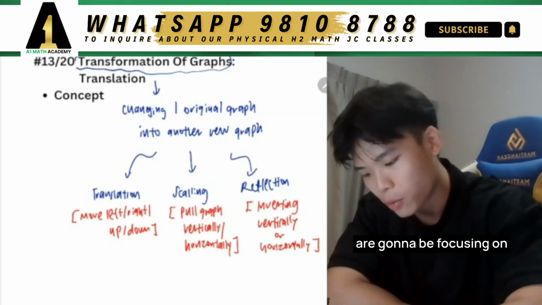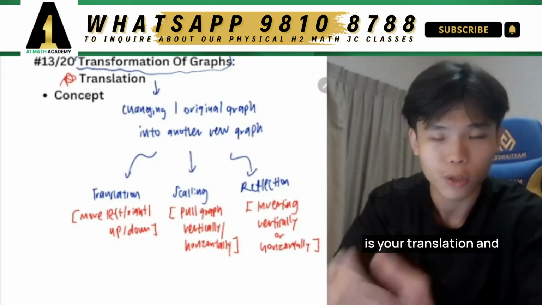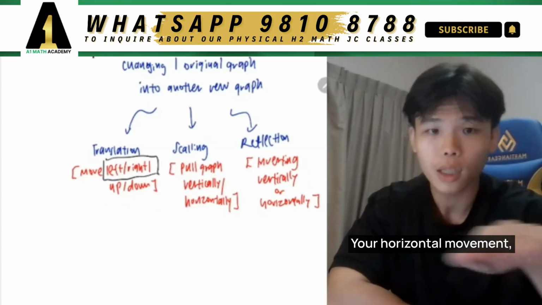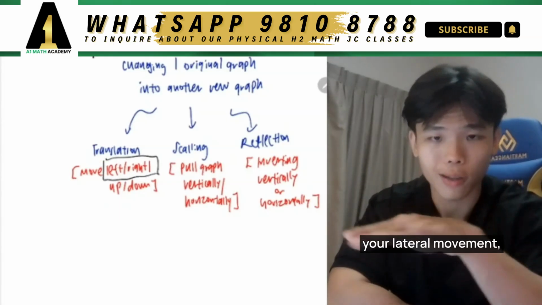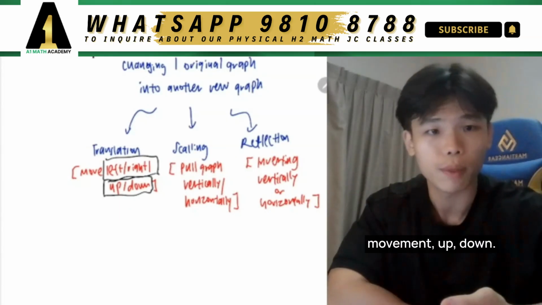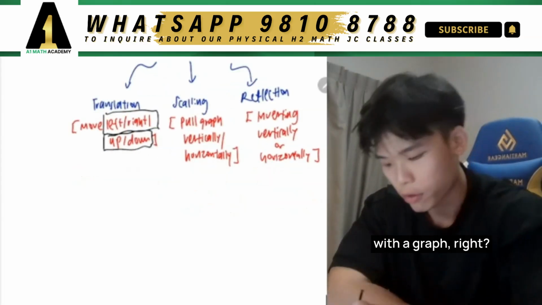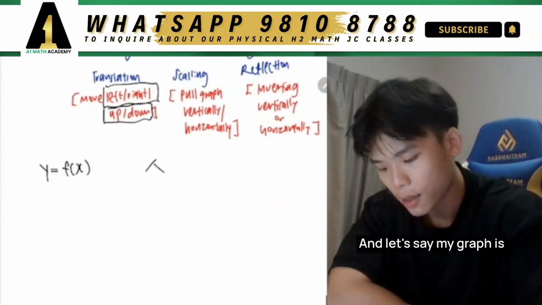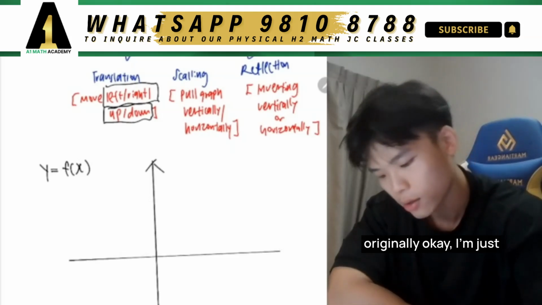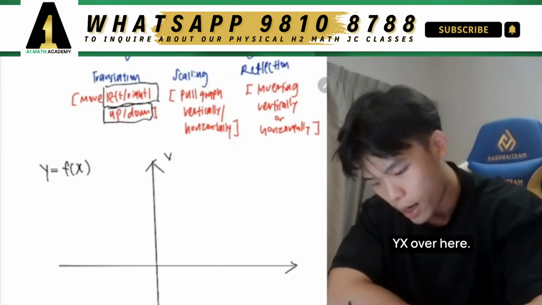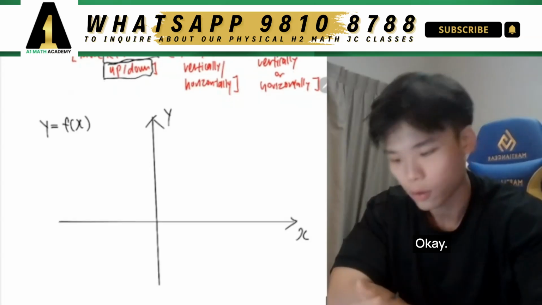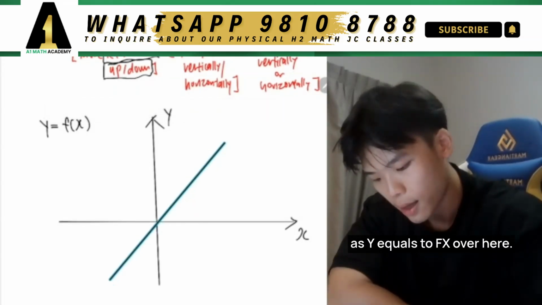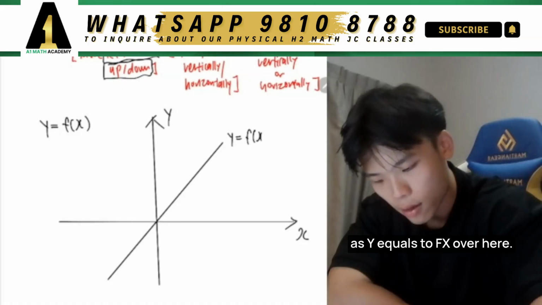The first part we're going to be focusing on is translation. And as you can see, there are two kinds: your horizontal movement, your lateral movement, and your vertical movement, up and down. Let's say I start off with a graph, y equals f(x). I'm going to put a dot here for the origin, with y and x axes, and a graph that goes like that. Let's put this as y equals f(x).